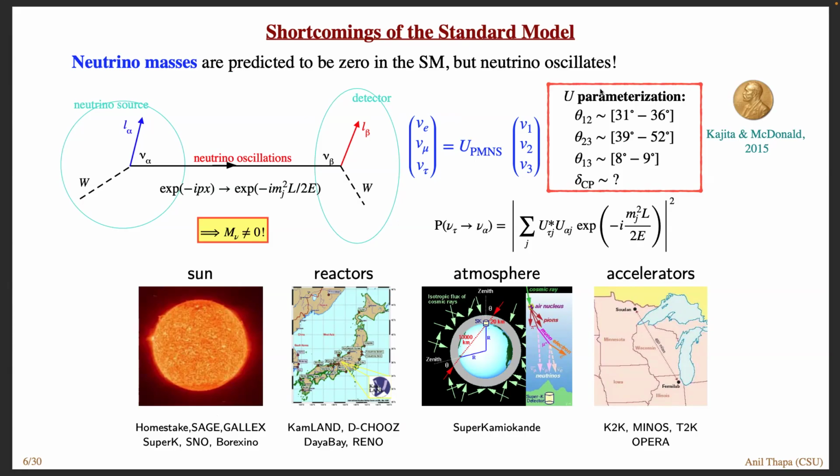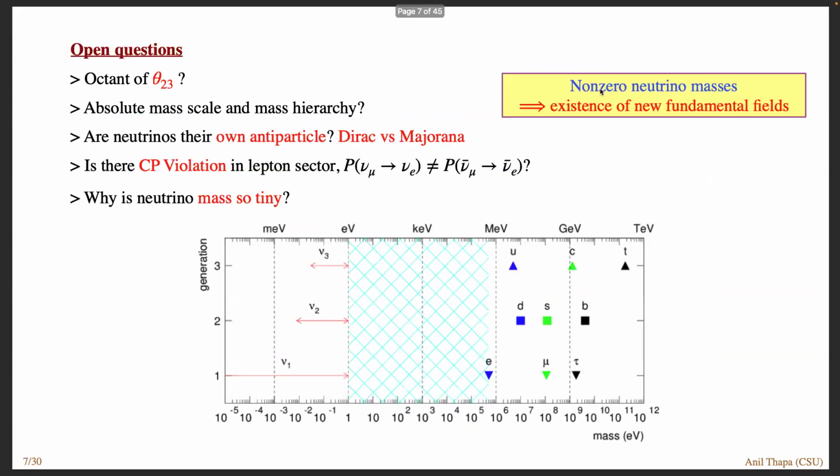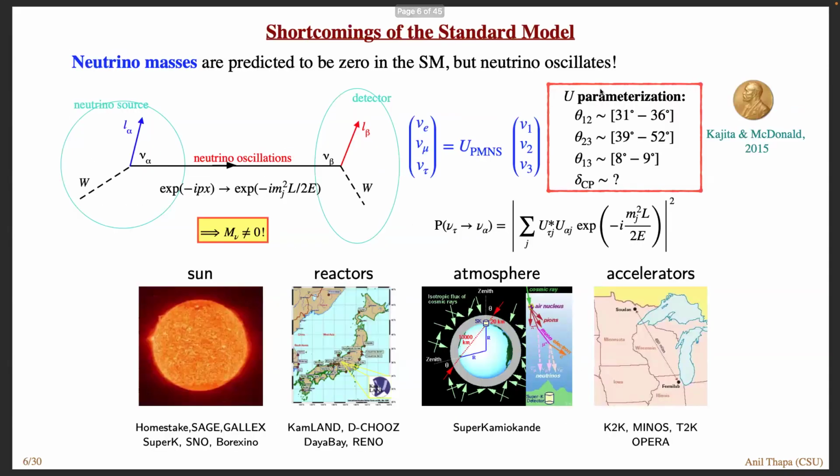And this U is determined by three different angles, theta 12, theta 23, and theta 13, which are somewhat precisely measured, and delta CP, which we do not know. There are different experiments, of course, to measure these angles. Within neutrino mass, we know that neutrino masses are not 0, but there are various open questions. First, we do not know the octant of theta 23. If I go back here, theta 23 can be anywhere from 39 to 52 degrees, so we do not know whether it is below 45 or above 45. We want to understand which octant it lies in.